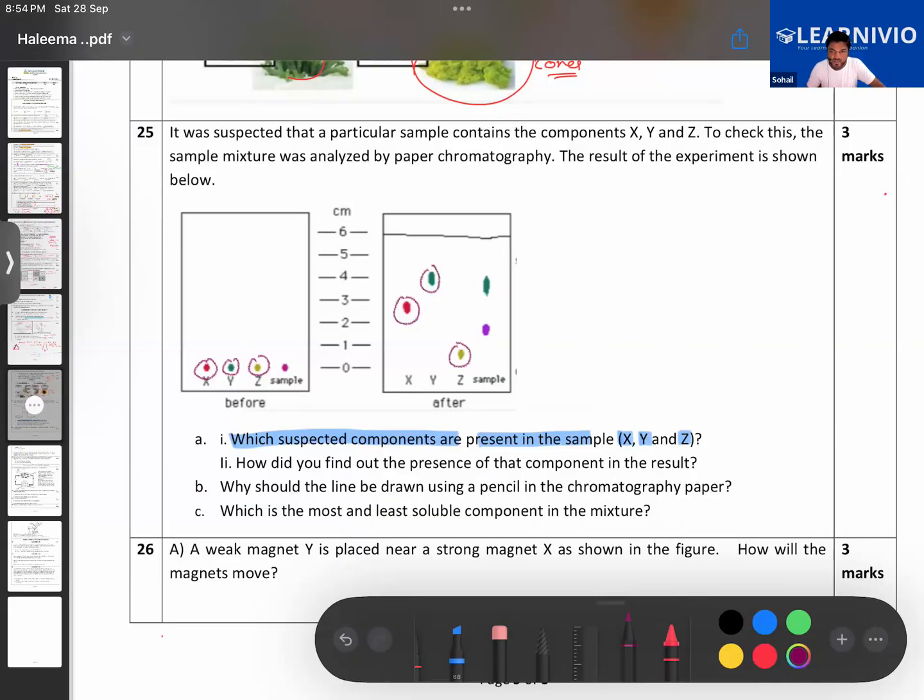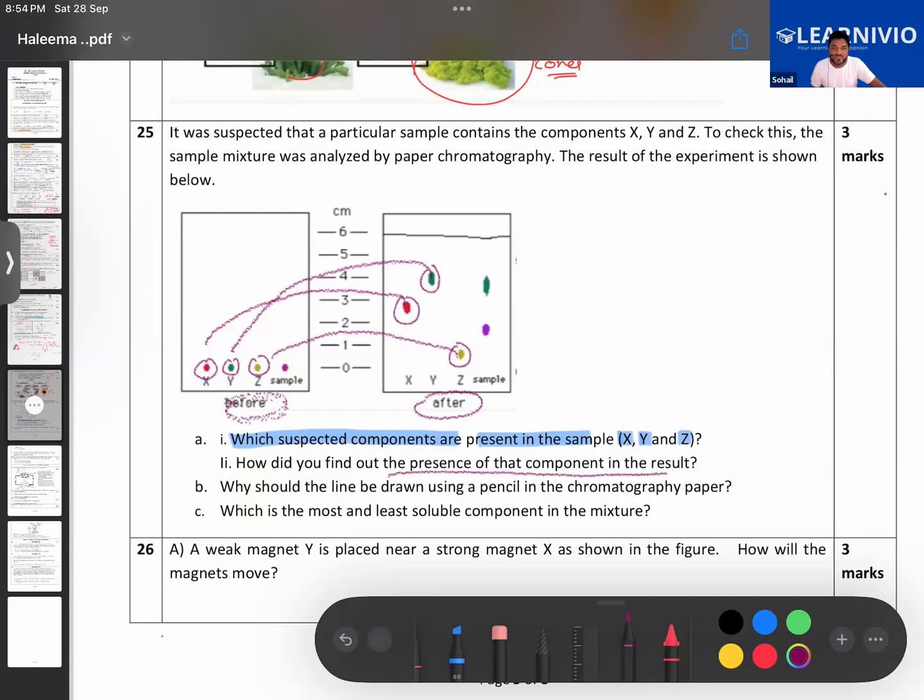So how can we determine it? We can determine it by comparing the spots of the sample with the spots of the known component here. We have to compare it with this one, and this one, and this one. Like this is a sample here, before and after. Further, the question says how did you find out the presence of that component in the result?